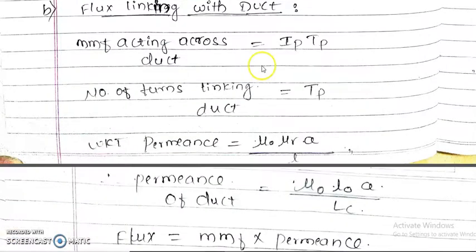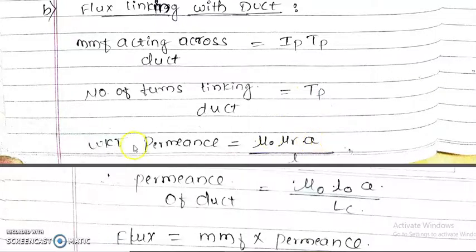So the MMF across the duct, say it is IP TP, the number of turns linking with the duct is TP only, because whatever number of turns are linking with the primary flux, all turns are linked with the duct also. So it is TP. Permeance formula is mu naught mu r A by L. In place of mu r we can say it is 1, and what about A? A is nothing but length into width. What is the length? Length is L0. What is the width? Width is A. L0 into A will give the area.